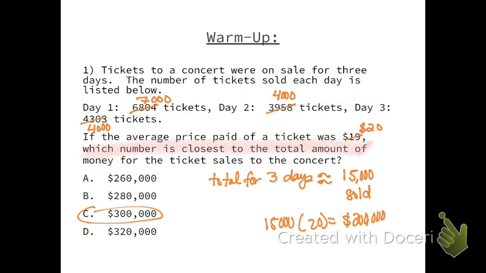Day two, we'll round that to 4,000 tickets. Day three, we'll round that to 4,000 tickets. And instead of an exact price of $19 per ticket, we're going to estimate that at $20 per ticket. So if we take day one plus day two plus day three tickets, we're going to estimate that at 15,000 tickets sold times $20 each. That gives us our approximated answer of $300,000 total in ticket sales.